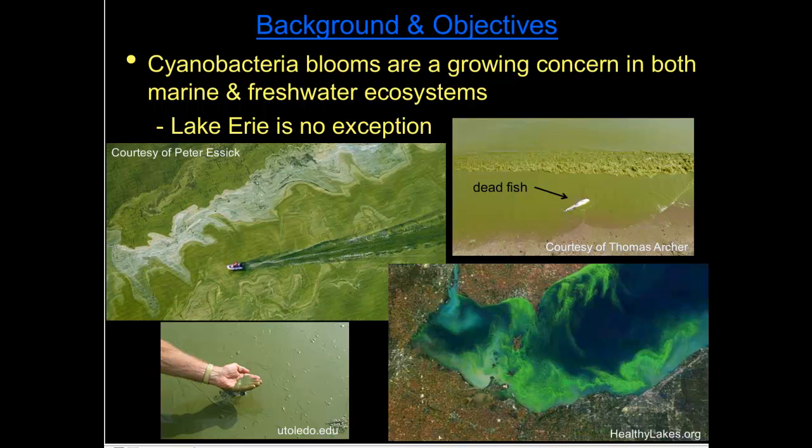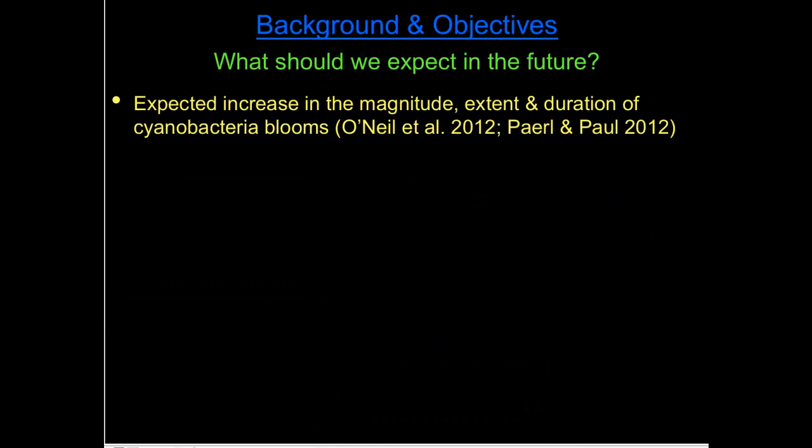So, these have been happening in the past, and so the big question is, what should we expect in the future? When we look at harmful algal blooms in general, not just on Lake Erie, there's been a couple recent reports, and if we go back into the past, more reports that these events are expected to increase in magnitude and extent in the future.